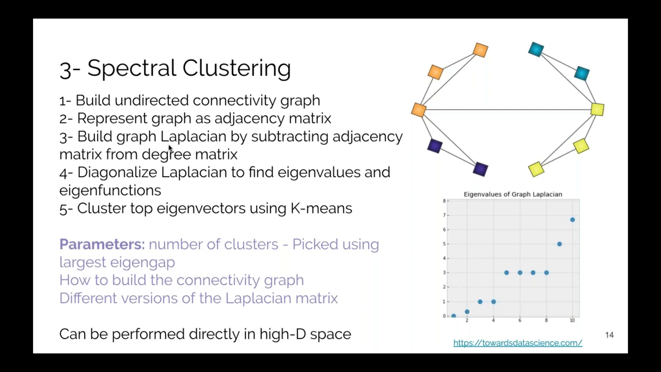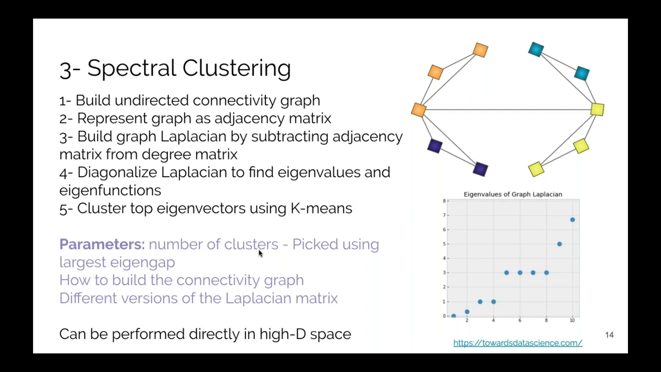Once you have the graph Laplacian, you can diagonalize it and find eigenvalues and eigenfunctions, and then cluster the top eigenvectors using k-means. So this method basically is applying k-means on a data set that has been pre-processed to take into account neighboring points. And this means that contrary to regular k-means, it allows to consider clusters that are not only spherical, but of other shapes.